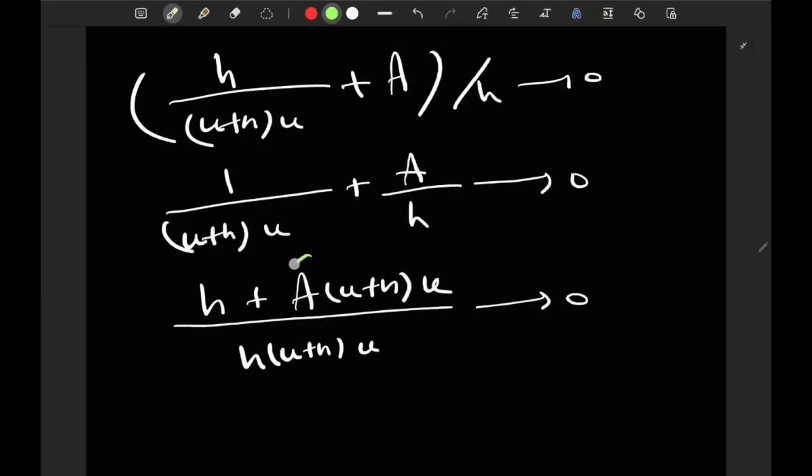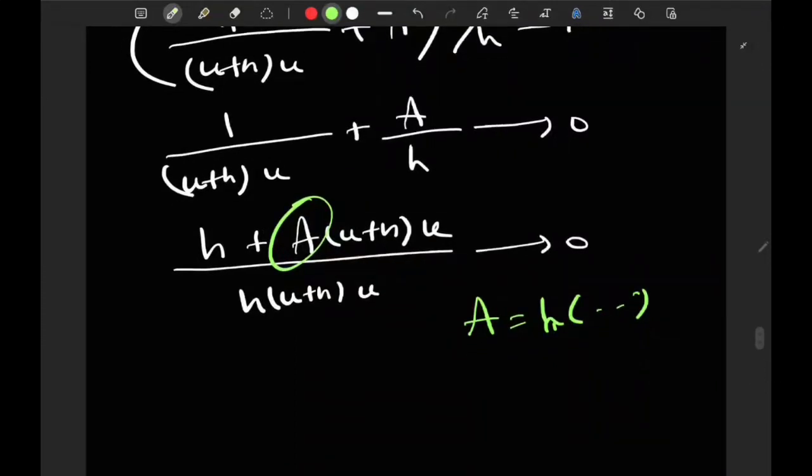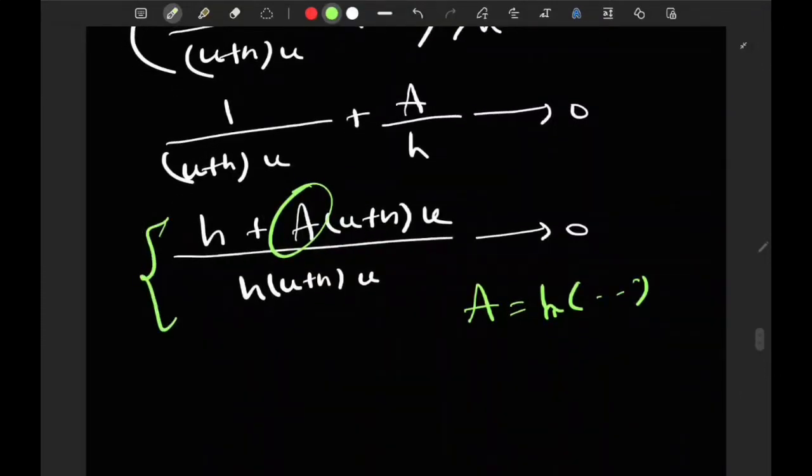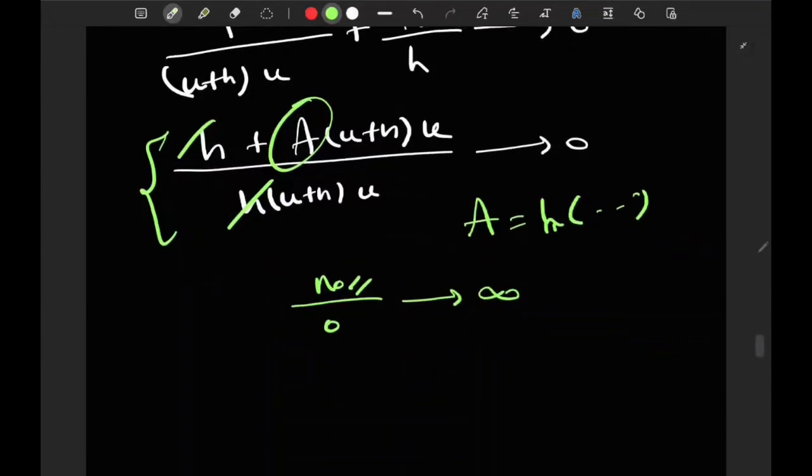If a itself does not contain an h in a separate manner, what I mean by this is, if a does not look like h times something, it's tough to guarantee that this fraction will go to 0. Because if you cannot cancel out the h somehow from downstairs and upstairs, you might have something that looks like a number over 0, and this thing will blow up. So I don't want this thing.